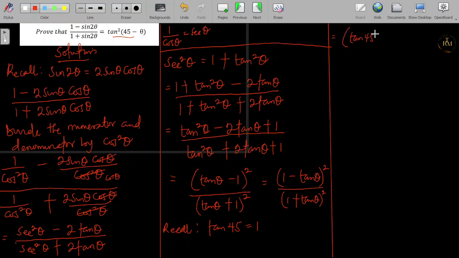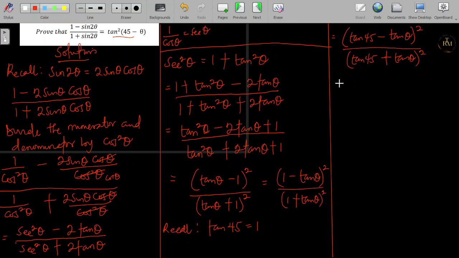Tan 45 minus tan theta, all squared, for the top, divided by tan 45 plus tan theta, all squared. I've not changed anything because the tan 45 and the tan 45 here are also 1 and 1. So I've not done any change.